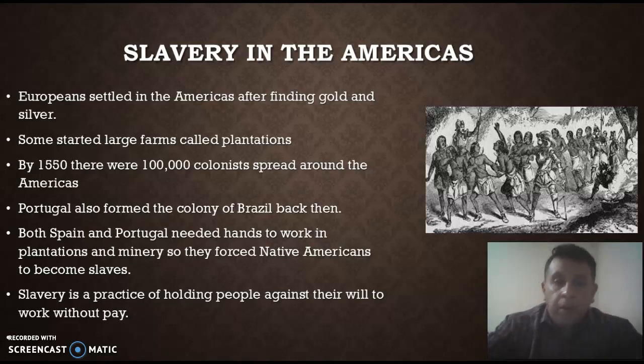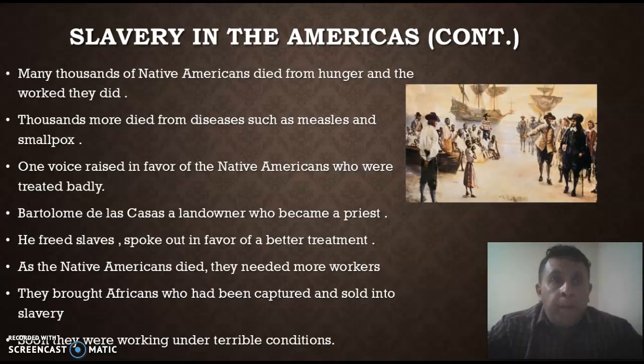All right, let's keep on going. Now, many thousands of Native Americans died during this time. In some cases they were not getting fed, and they died of hunger. And because they were working many hours, in some cases up to 18 hours, can you believe that? You would be just working, barely sleeping, with no free time.